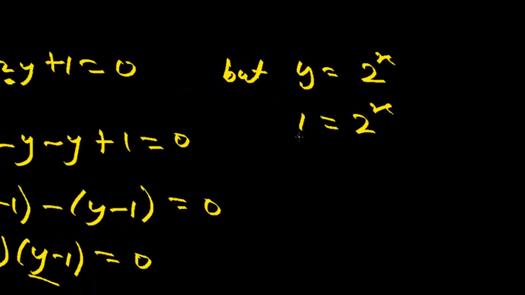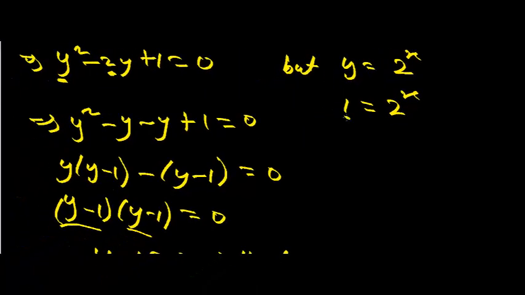And this 1, we can rewrite as 2 exponent 0. 2 exponent 0 is the same as 1, and that is equal to 2 exponent x. Now by comparison, 2 is the same as 2. That means that x is the same as 0, or x is equal to 0. So that is how we solve indicial equations leading to quadratic equations.